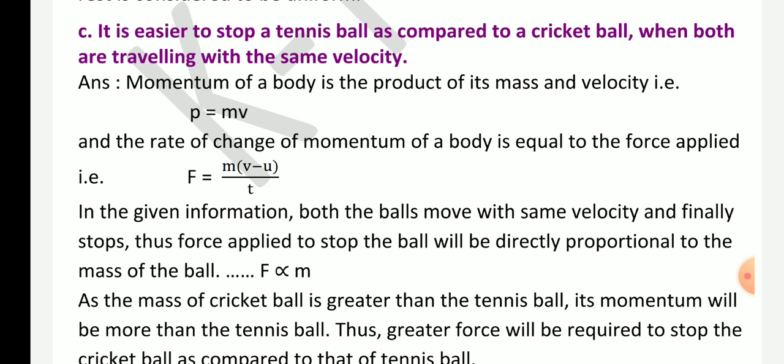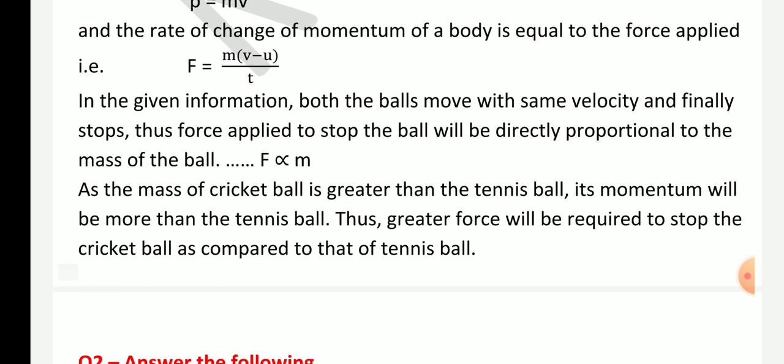Now in the given information, children, both the balls move with the same velocity and finally stop. Thus, force applied to stop the ball will be directly proportional to the mass of the ball, isn't it? So F is directly proportional to m. As the mass of the cricket ball is greater than the tennis ball, its momentum will be more than the tennis ball. Thus, greater force will be required to stop the cricket ball as compared to that of the tennis ball. Okay?